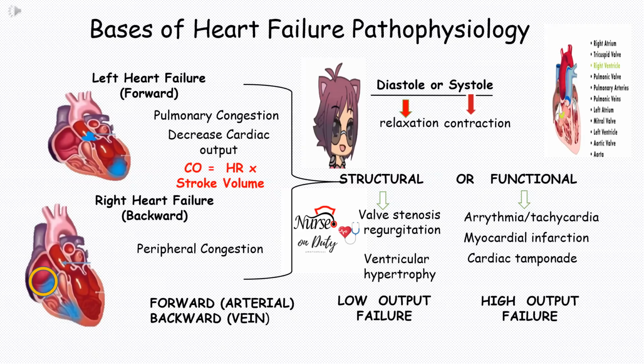Pag high output failure naman, example, pregnancy or thyrotoxicosis. Sa thyrotoxicosis kasi, meron siyang tachycardia. And also, pag merong anemia, may compensatory mechanism since kulang yung oxygen supply because of lack of red blood cells. So, mag-i-increase yung cardiac rate. So, that is what we call high output failure. In both types, patients fully compensate for decreased ventricular function.